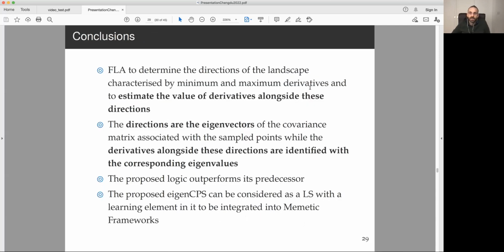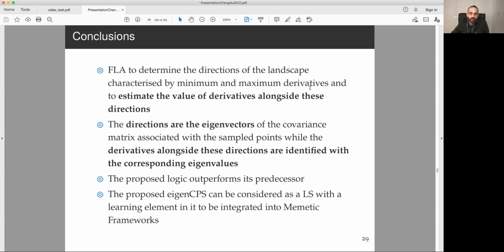So in conclusion for this part, fitness landscape analysis is used to determine the directions of the landscape characterized by minimum and maximum derivatives, which is in a way what we wanted to do, and we can estimate the derivatives in this way. We can estimate them through the eigenvalues, which is something that was never done before. And the directions of these special directions are those of the eigenvectors, and that's something that we have found out over the past 2 to 3 years.